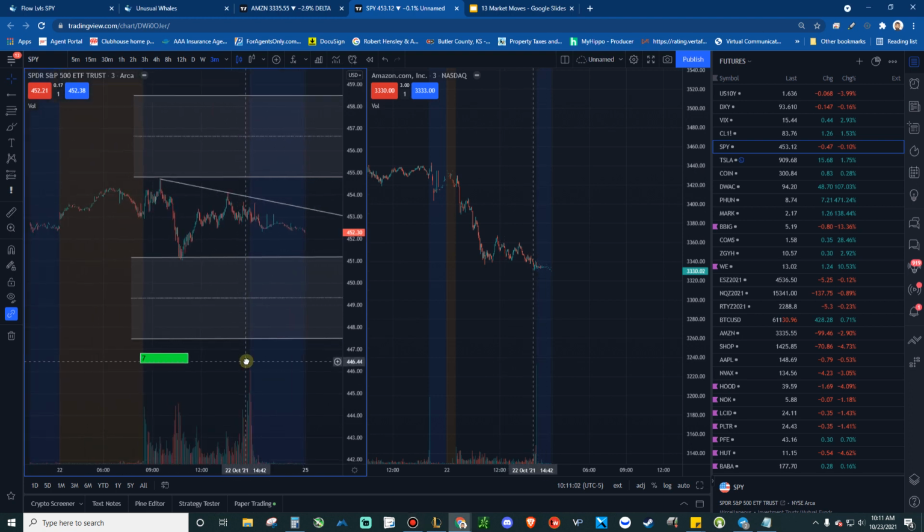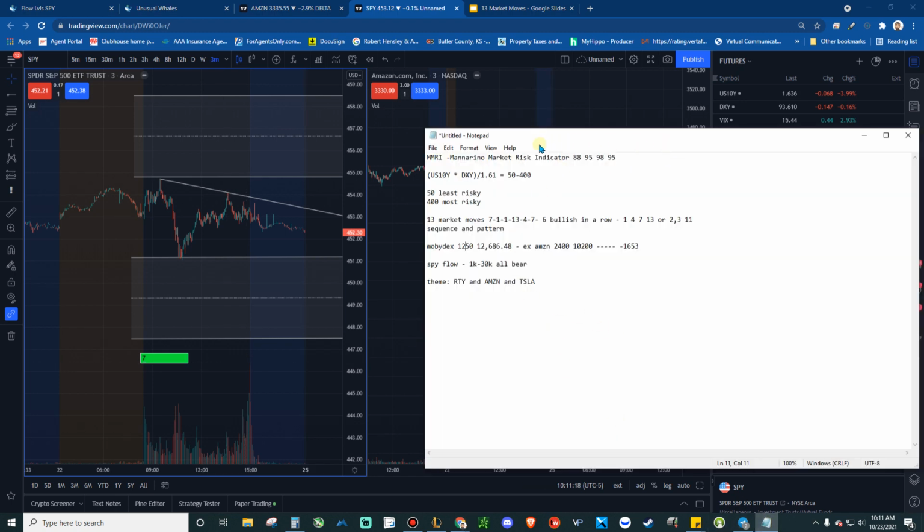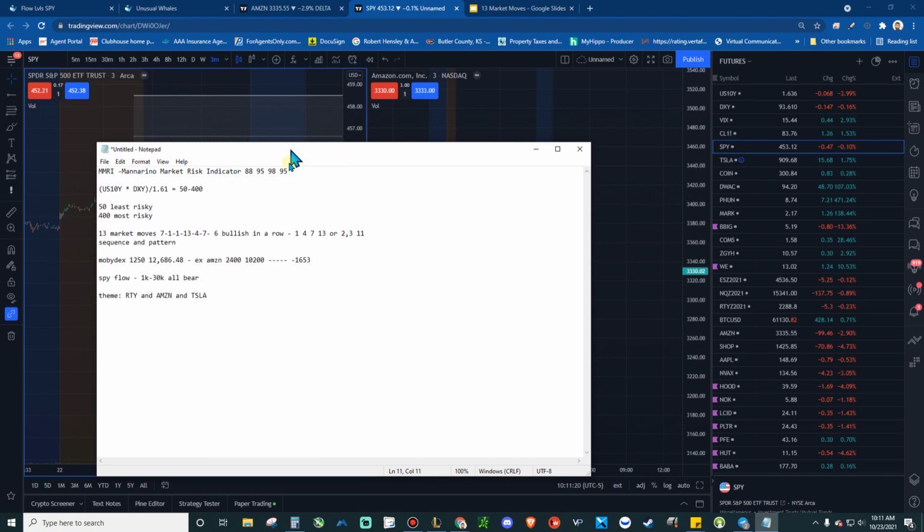Anyways, so we're gonna continue on with the content where we're trying to develop a prediction model. I mean, it's kind of already developed, but it is going to utilize several different methodologies. So, first thing we're going to look at is the overall market environment right now, using this MMRI, which is just like a risk indicator. Greg Manarino came up with it. Very nice. Go check out his channel.